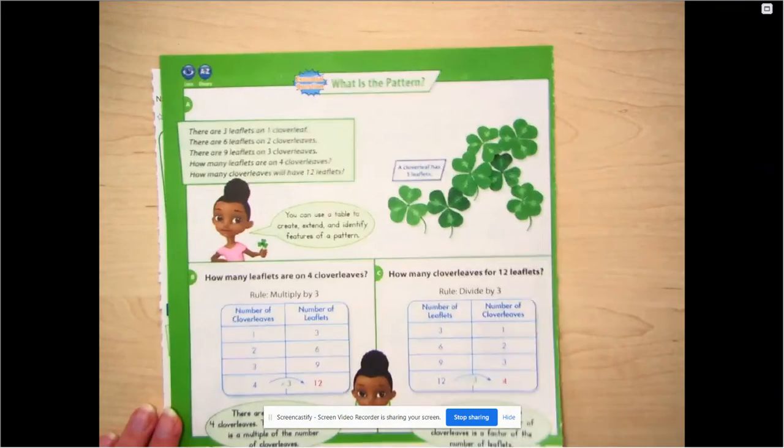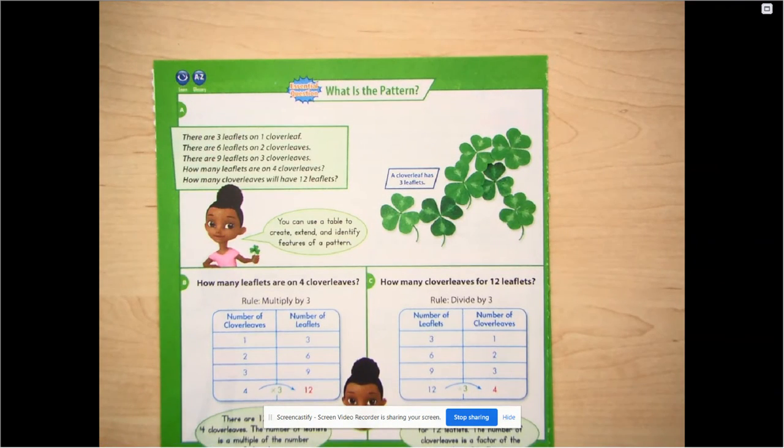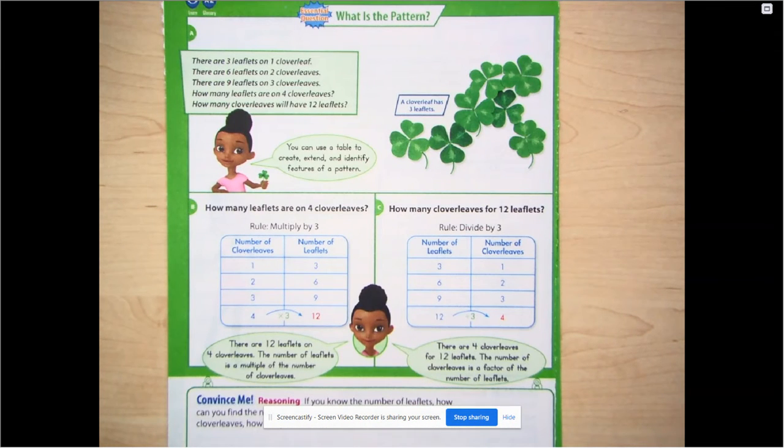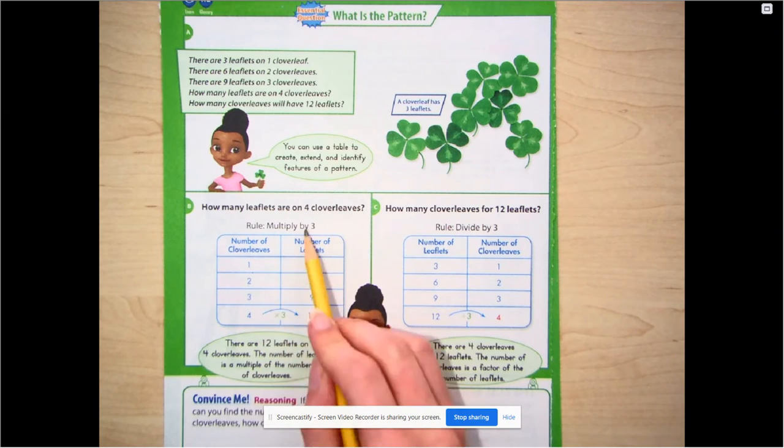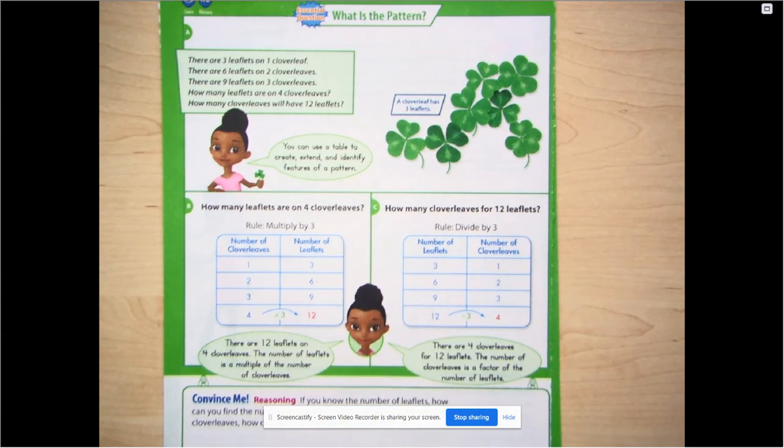Flip your paper over. Okay, on this page, they are telling us that there are 3 leaflets on 1 clover leaf, and then there are 6 leaflets on 2 clover leaves and 9 leaflets on 3 clover leaves. They want to know how many on 4, how many on 12. So they put that into our chart down here, and they're telling us that the rule over here is to multiply by 3. 1 times 3 is 3. 2 times 3 is 6. 3 times 3 is 9, etc., etc.